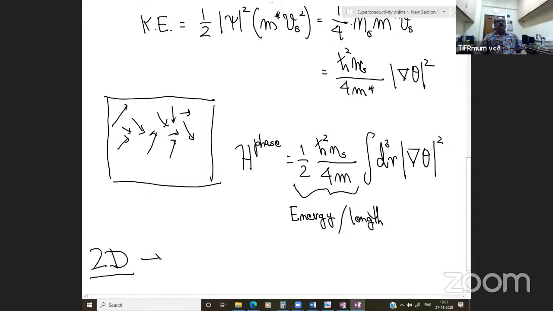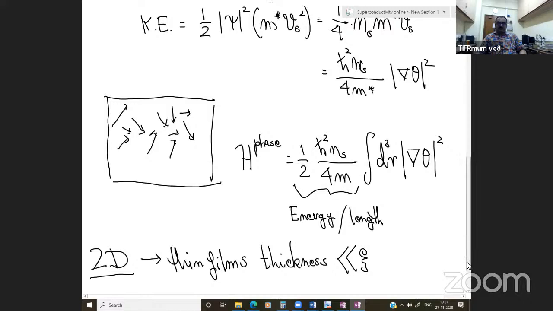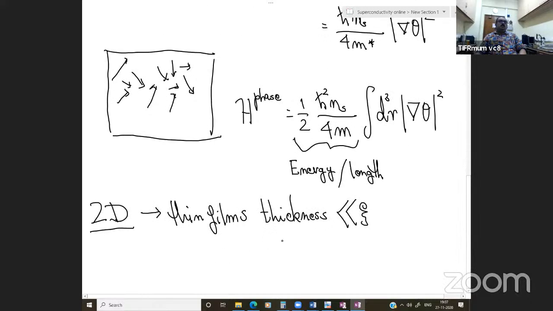2D, and 2D implies that, of course, you have thin films, but not any thin films: the thickness is smaller, and preferably much smaller, than the coherence length. The coherence length at zero temperature.